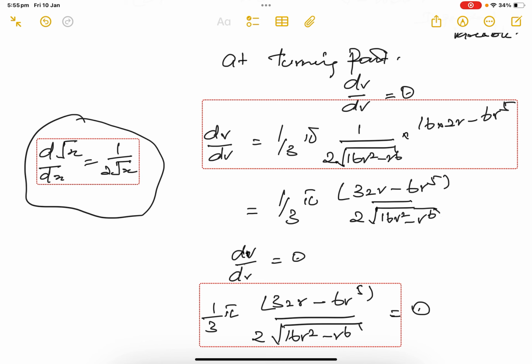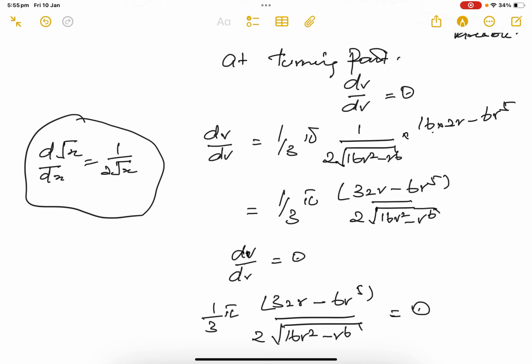But we have to differentiate what's inside the bracket because it is a function of a function. So 16r squared: 16 times 2r, since the differentiation of r squared is 2r, minus r to the power 6. That means 6 times r to the power 5, the power reduced by 1. Let's simplify it. 1/3 pi, the denominator 2 times 16 is 32, so 32r minus 6r to the power of 5, divided by 2 times the square root of 16r squared minus r to the power 6.